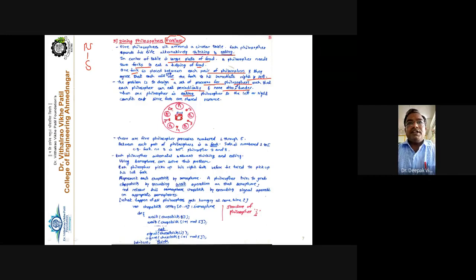When one philosopher is eating, the philosopher to the left or right cannot eat, since forks are shared resources. Now, clear this thing. You can call it a philosopher, or in terms of our operating system, a process. So there are 5 processes: P1, P2, P3, P4, and P5. Between P1 and P2 there is 1 fork, or 1 spoon. Between P2 and P3 there is 1 spoon, between P3 and P4 there is 1 spoon, and between P4 and P5 there is 1 spoon.